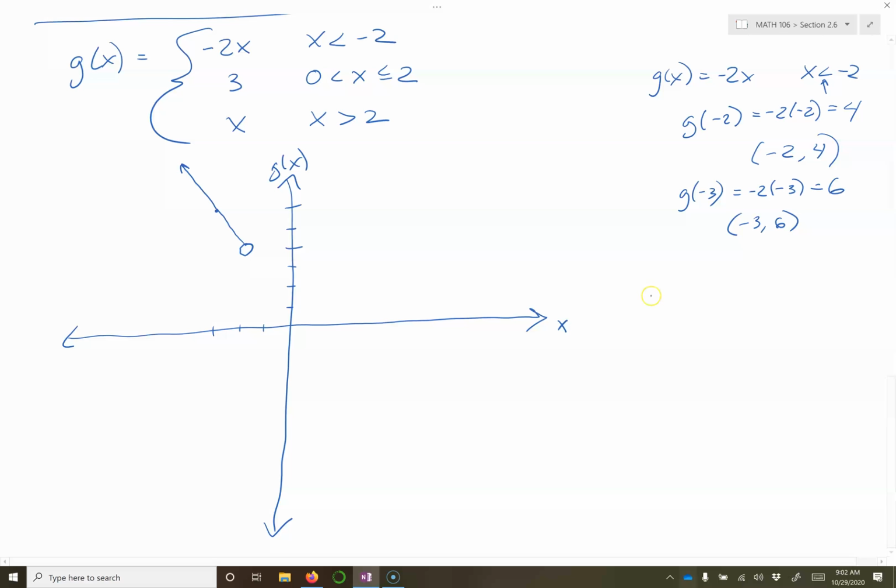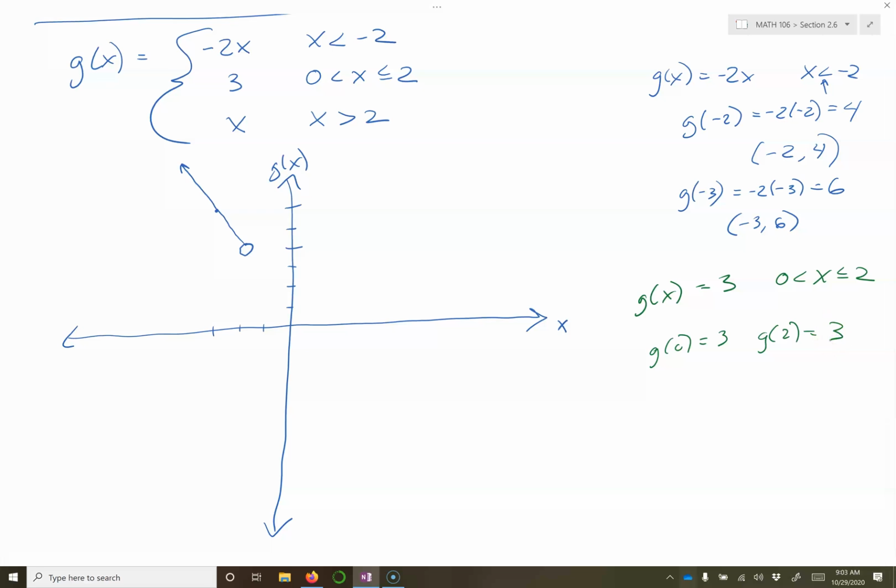Look at this interval for g of x equals 3. It's 0 less than x, less than or equal to 2. Because there are 2 numbers in the interval, we have to figure out 2 coordinates by plugging them into the function. This is kind of silly for this one, because if I did g of 0, I still get 3, and if I do g of 2, I still get 3. When you have a 3, that means it's constant, which means it's going to be a horizontal line.